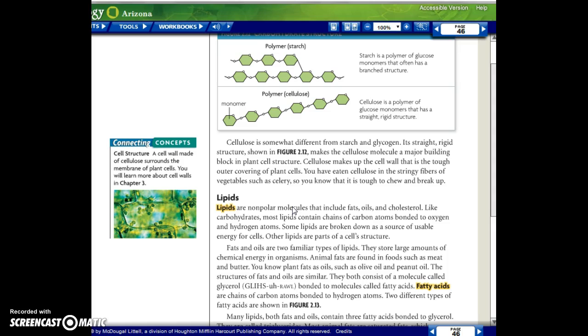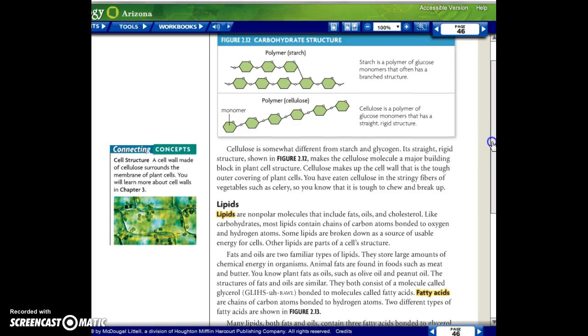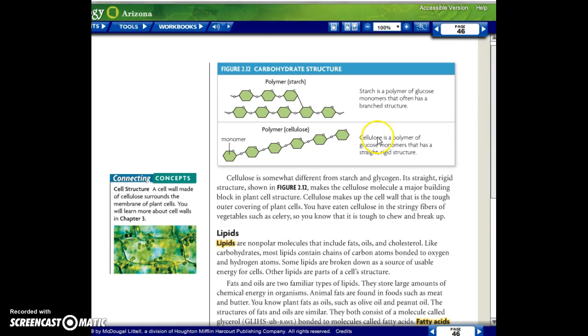You have eaten cellulose in the stringy fibers of vegetables such as celery, so as you know it is tough to chew and break up. So if you can picture the last time you had celery, it's tough and stringy. That's because it's made up of cellulose right here. Your body cannot digest cellulose, so when we eat salads or other vegetables that contain cellulose, it's for fiber at this point, which goes through our digestive tract and makes us go to the bathroom more regularly.